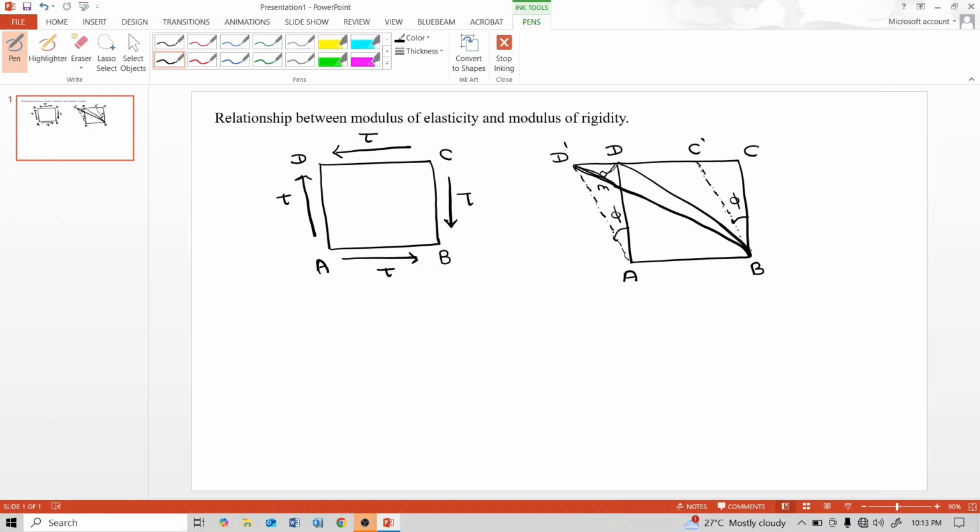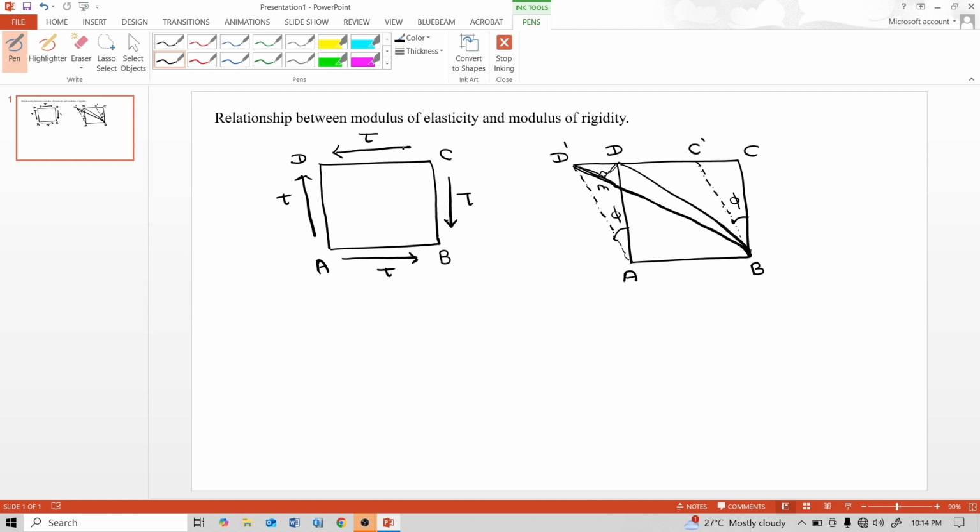Today in this video we will see the relationship between modulus of elasticity and modulus of rigidity. See this cube ABCD subjected to tangential shear force tau. See this tau, this tau, this tau and this CB tau.